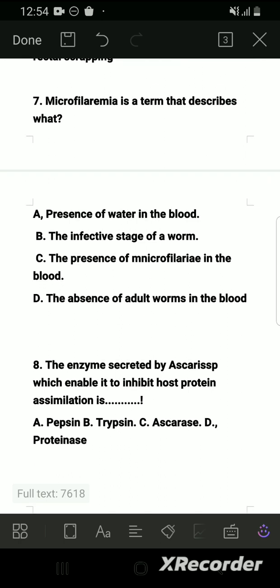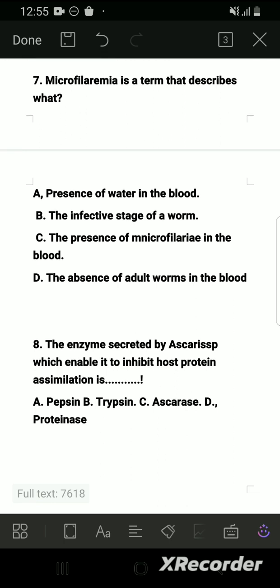I don't think that is the answer. The infective stage of a worm, that is not the answer. Then the presence of microfilariae in the blood. This is the actual meaning of it in another form. The presence of microfilariae in blood, because microfilaria itself has entered into the sentence, and the addition of emia, which indicates blood, is substituted in option C. The absence of adult worm is wrong. So our answer here is the presence of microfilariae in the blood. That is the answer.